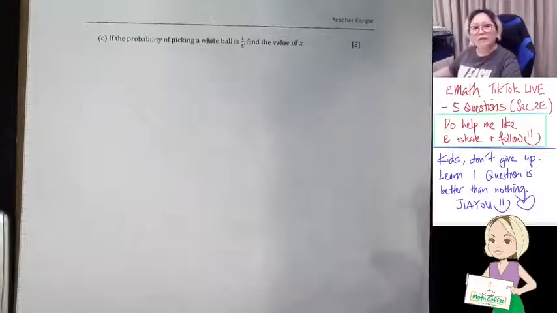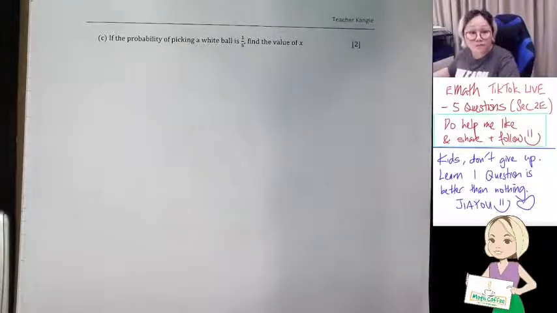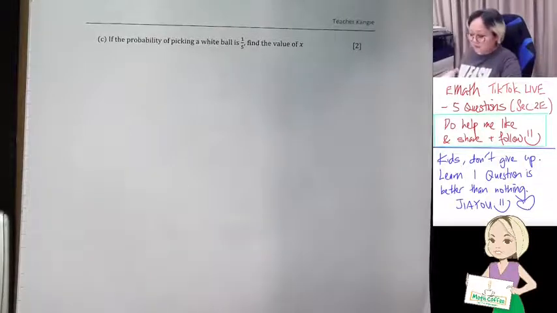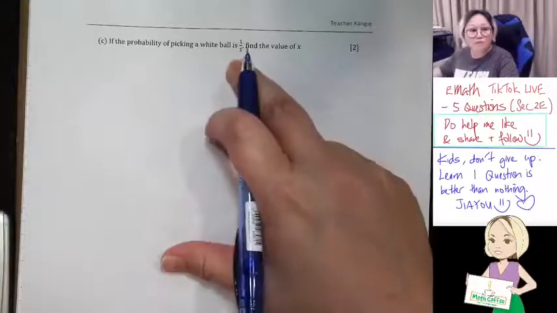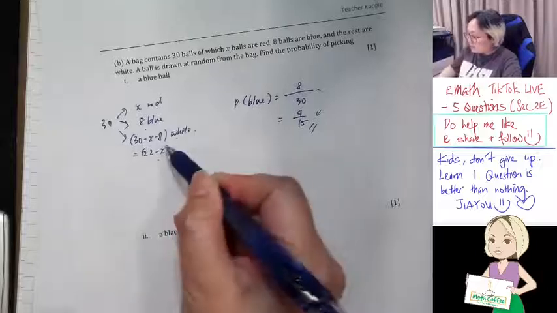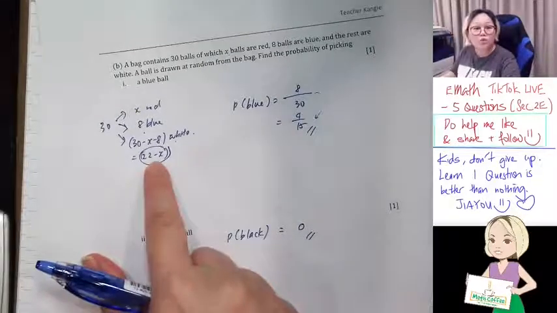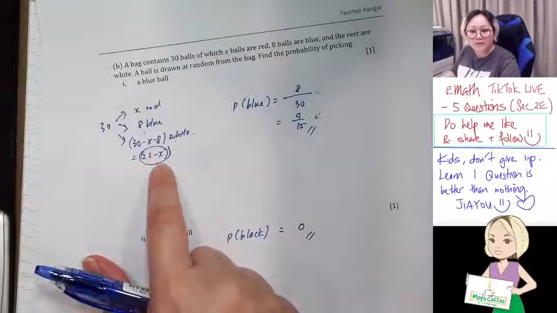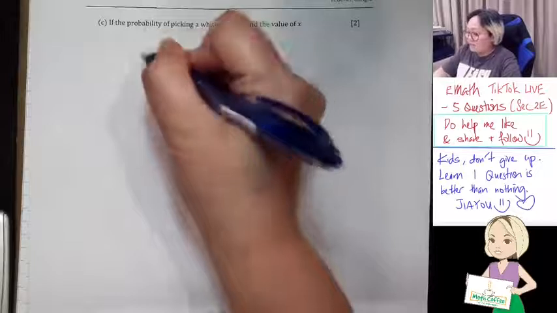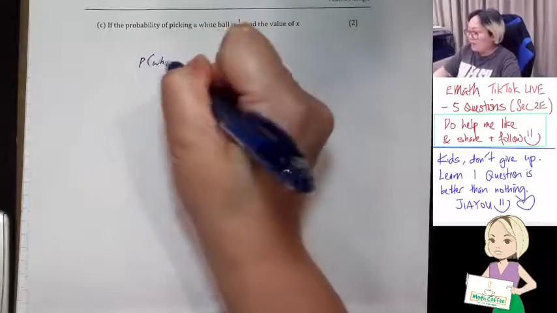They will say, if the probability of picking up a white ball is 1/5, find the value of x. Yes, fractions must always be given in the simplest form. Then they say 1 over 5, the probability of picking up a white. So let's refer back to the front. My white over here is 22 minus x. Then they suddenly tell me the probability of picking white is 1/5. It's fine. So you will say probability of white.